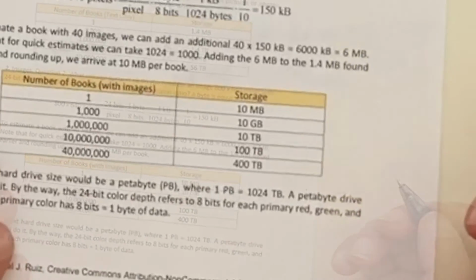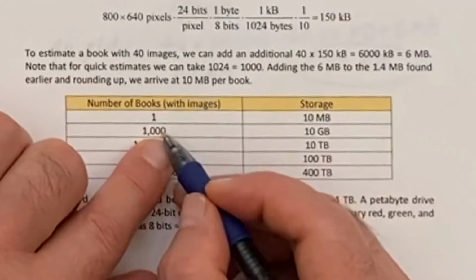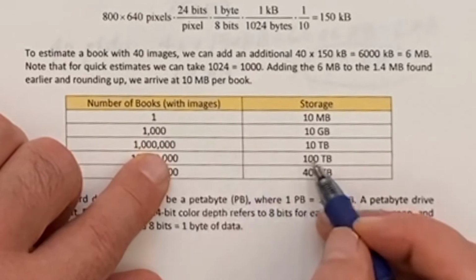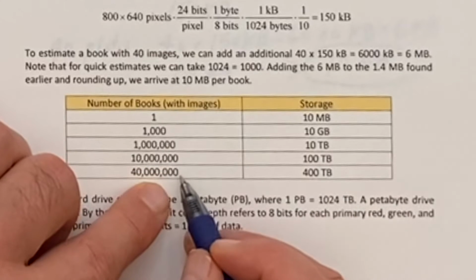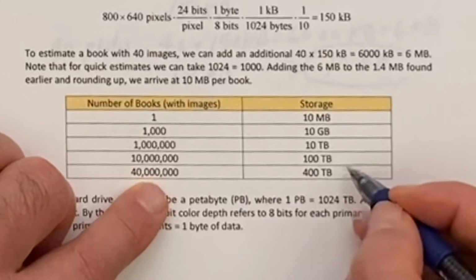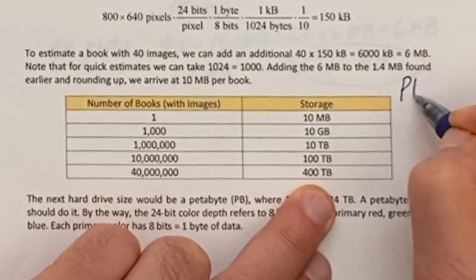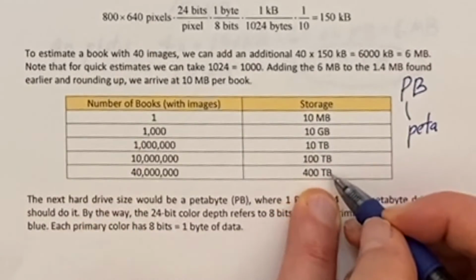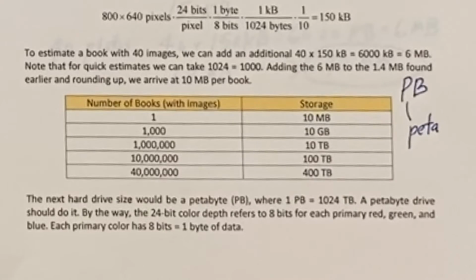So 10 megabytes would be the book that has 40 pictures. Then just for fun, I made a little table. If one book has 10 megabytes, 1,000 books would be 10 gigabytes, and 1,000,000 would be 10 terabytes. 10 million would be 100 terabytes, and 40 million would be 400 terabytes. The next hard drive level would be petabyte, and this would be about half a petabyte. So if you had a petabyte hard drive, you could have the Library of Congress in your pocket. Isn't that nice?